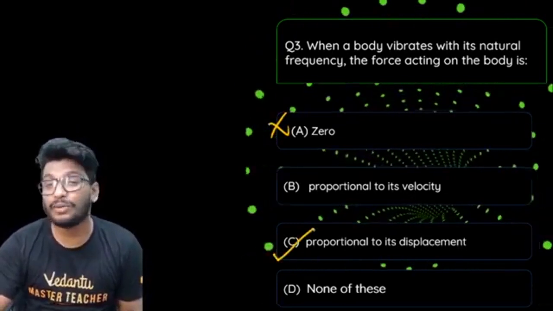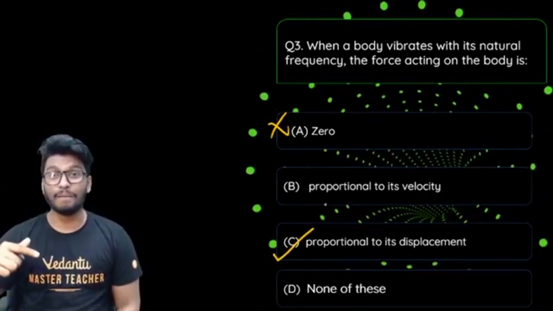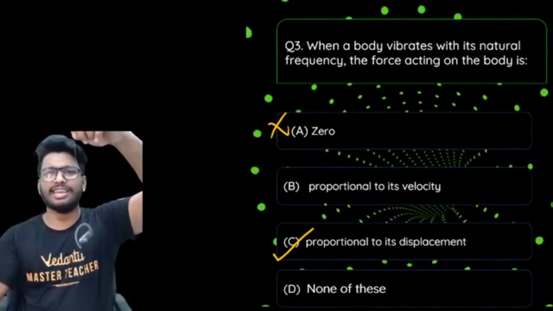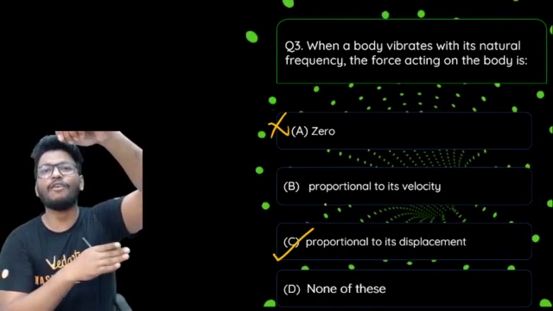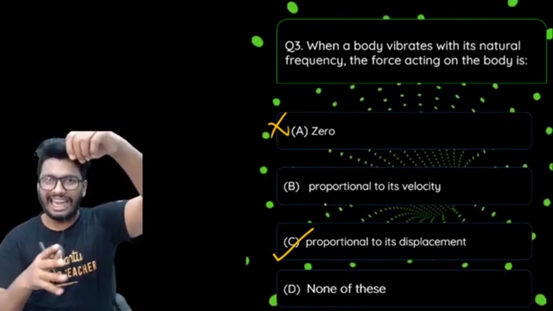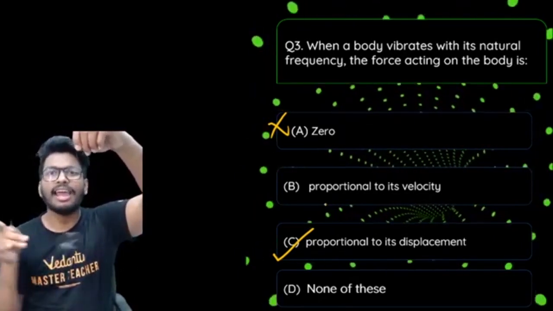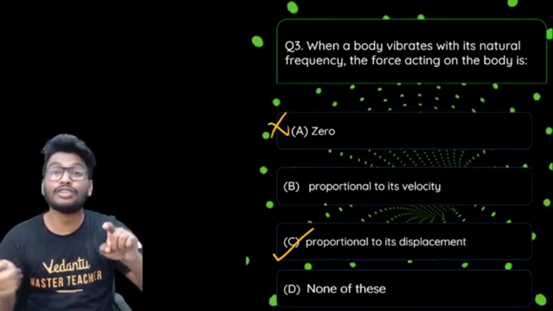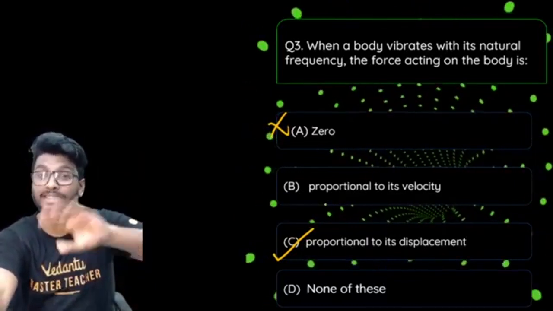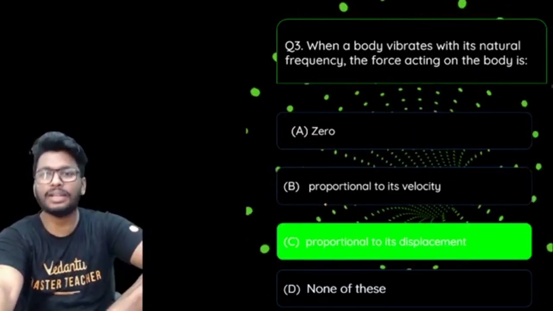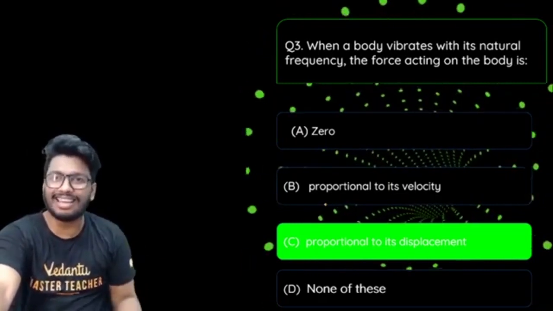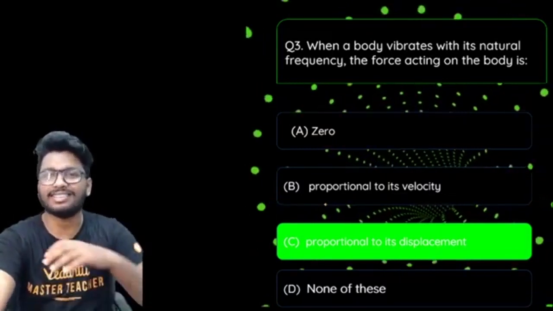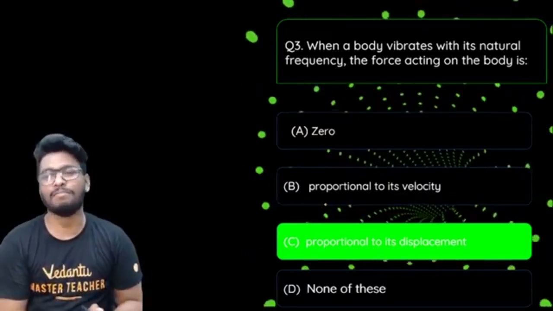It is proportional to its displacement, because of the initial force that you apply. If, like I told you, the pendulum is in a vacuum, the more force you apply, the greater the displacement will be. If you apply lesser force, the displacement will be much lesser. So the force that you apply is proportional to the displacement. The external force is zero, but the force that you apply, acting on the body at the initial stage, is proportional to the displacement of that particular body. So that is the answer.